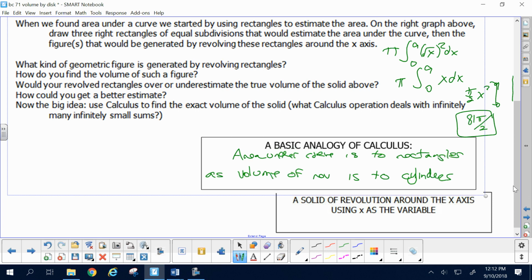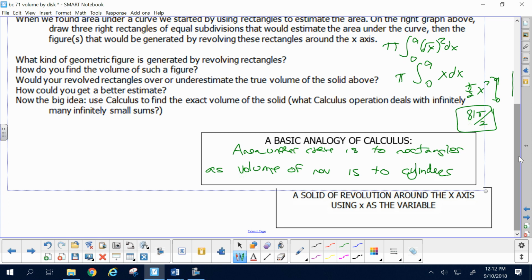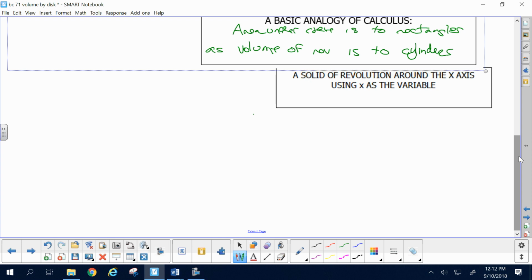So a solid of revolution. I could revolve this region a lot of different ways. I could revolve it around the x-axis. I could revolve it around the y-axis. I could actually revolve it around an oblique axis, but that requires rotation of axis, so you'll go there some other day. It will get sometimes fairly complicated.